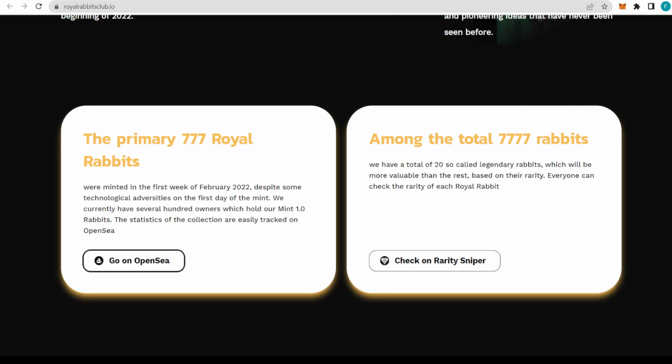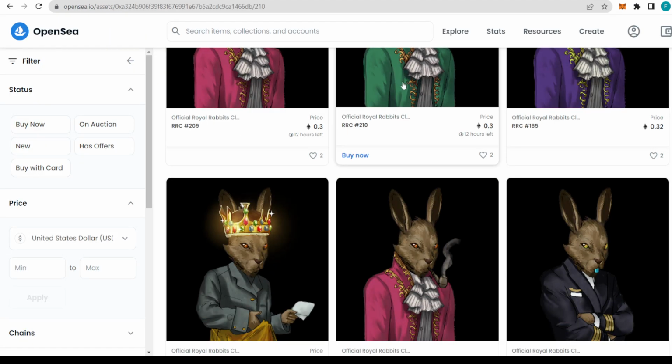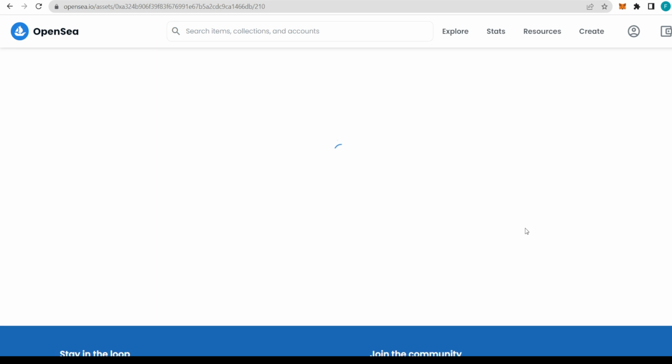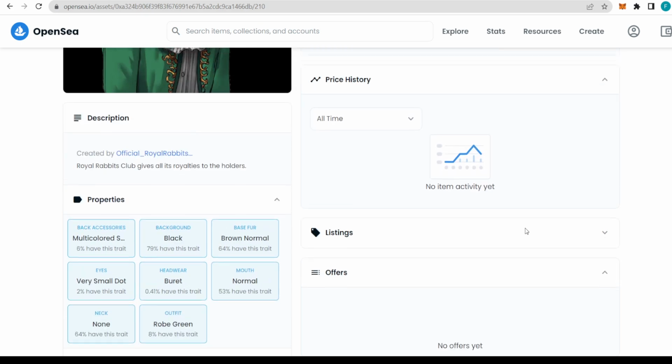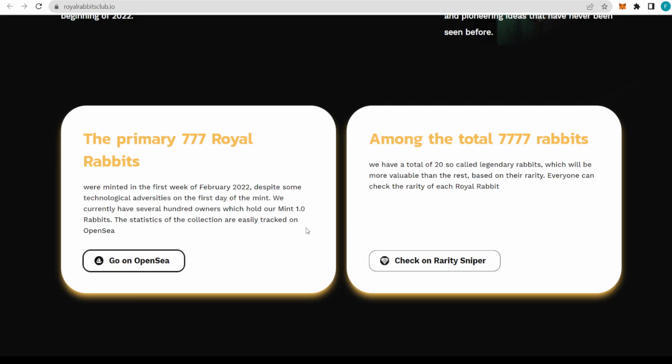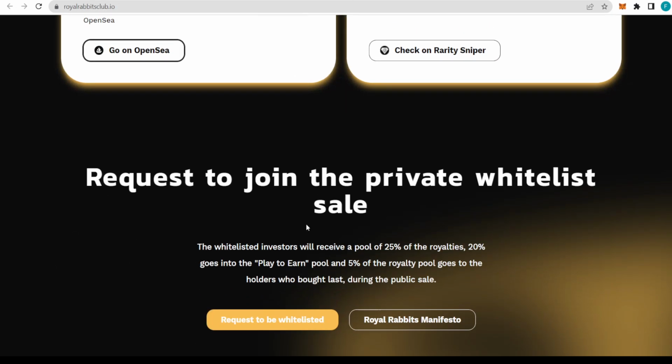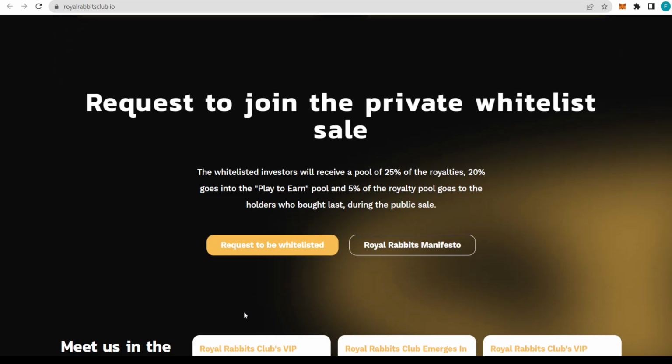But let's actually get back. As mentioned, the statistics of the collection are easily tracked on OpenSea, so you can go into any of the rabbits and see the resale history, for example, for how much they have been trading. And in that way, make an offer based on this. But going back, we have a really important part because this is the whitelist request. So that's what you can do right here, request to be whitelisted.